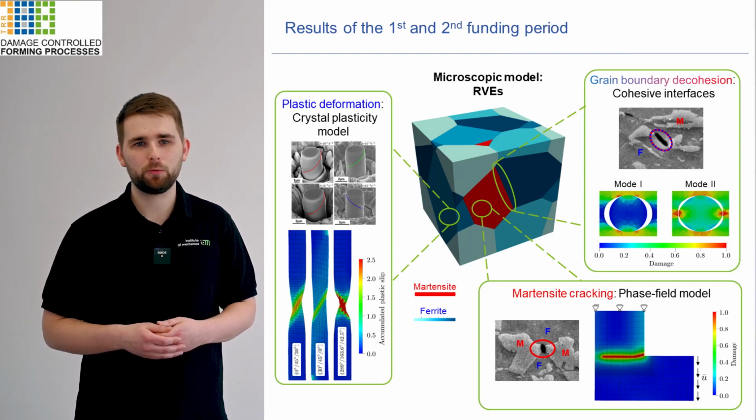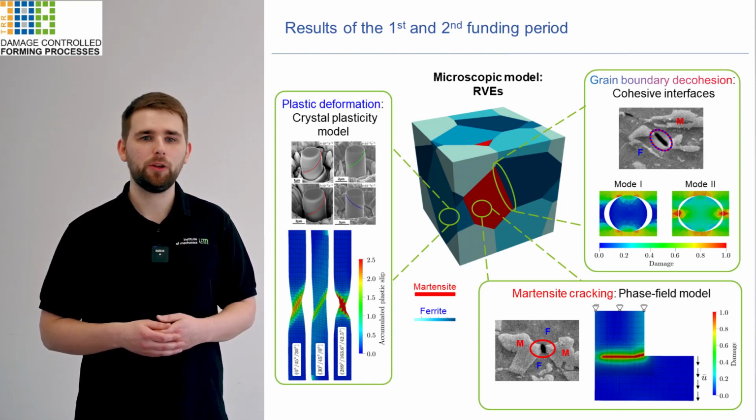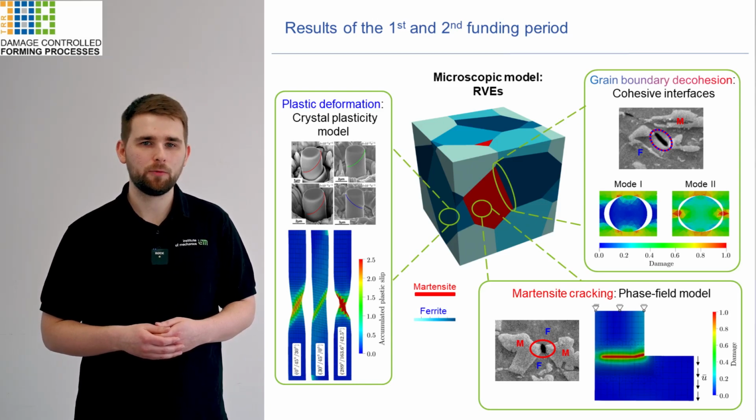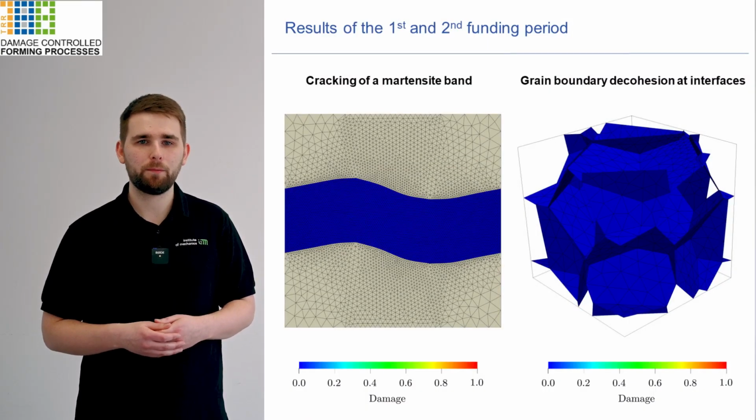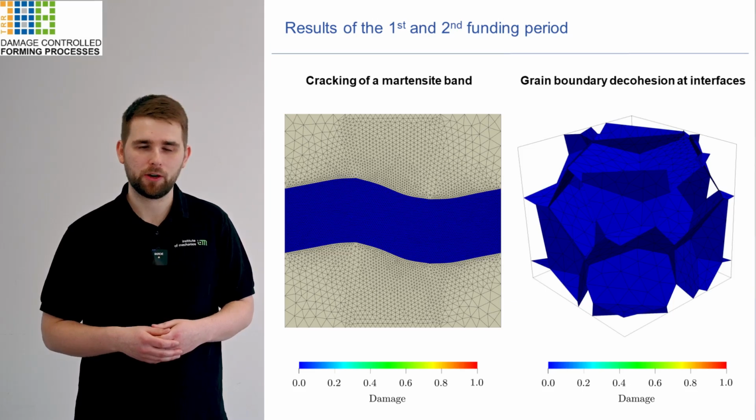For the microcracks within the quasi-brittle martensite, we use a phase field approach that can automatically predict the location of crack initiation and the crack path, which we do not know beforehand. By combining the just described models, we can perform RVE simulations.